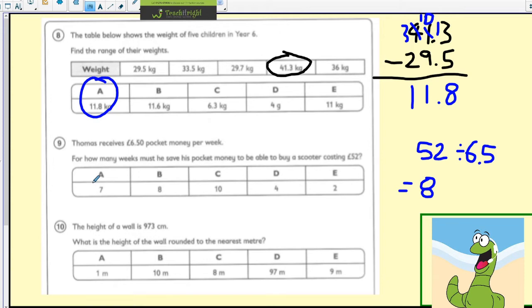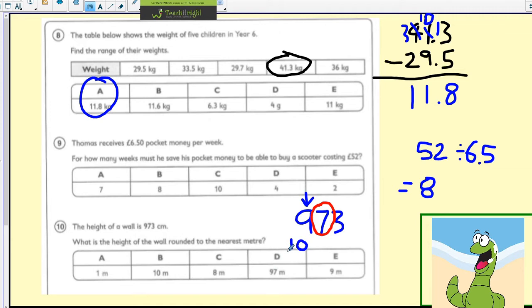Right, the height of a wall is 937 centimeters. Round it to the nearest meter. So with rounding, I would set it out the same way. So to the nearest meter is this. So I draw an arrow above the number that may or may not change. The number that decides its fate is the number to the right. So I circle that number and I ask myself, is this number larger or not larger than 5? Well, 7 is larger than 5, which means the 10 will change. It will go up.